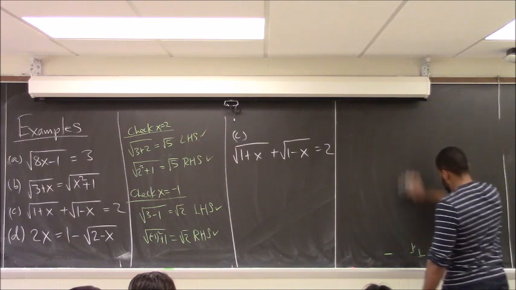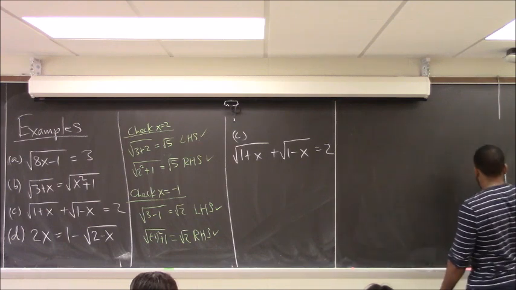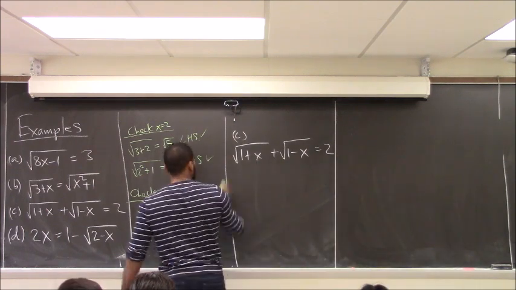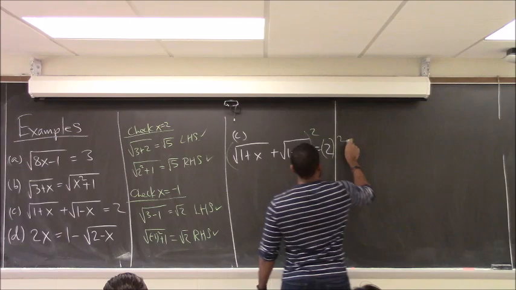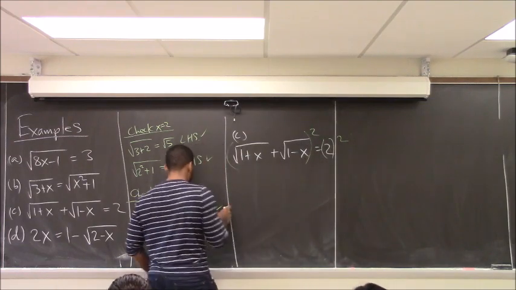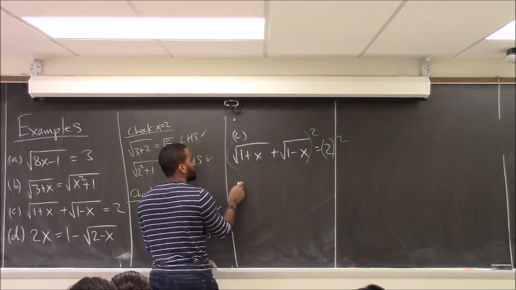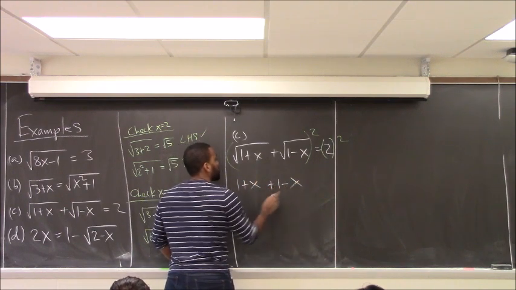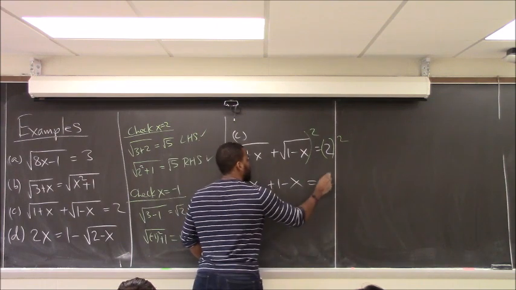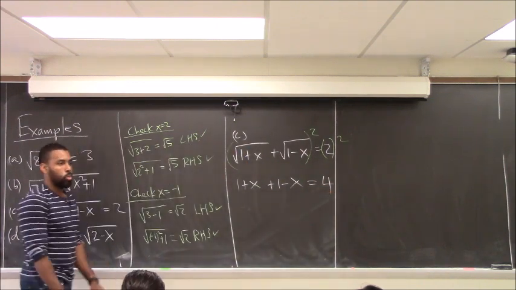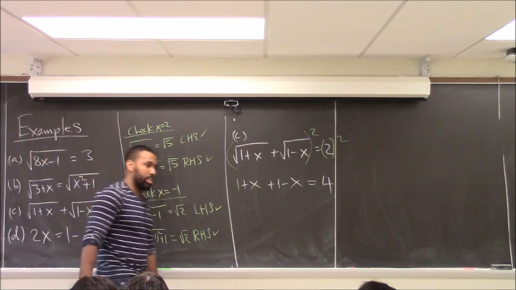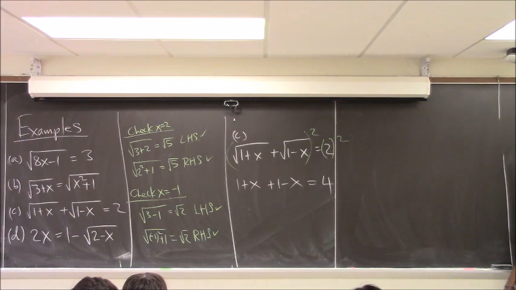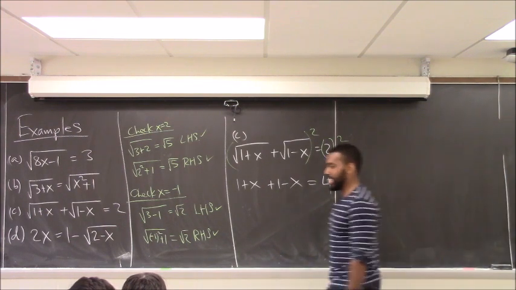Okay, what do we do now? Square both sides. Radicals are already isolated. So if I square this, what do I get? 1 plus x plus 1 minus x equals 4. No. What's wrong? Do you guys realize what you did? The thing that Jhevon told you first class, never do.